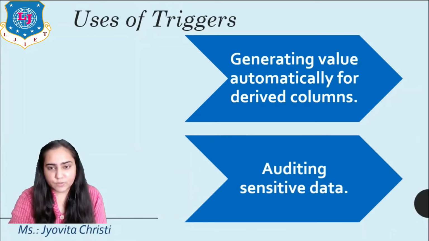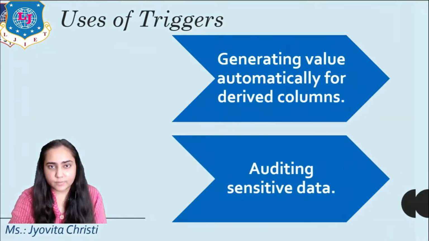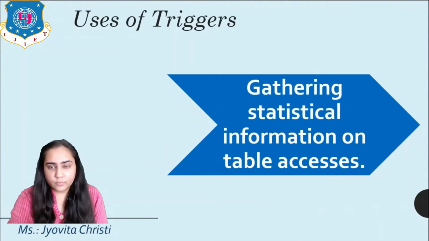Triggers are also used for auditing sensitive data. And lastly, triggers are used for gathering statistical information on table accesses. This allows you to know who accessed the table at what time and what changes they made to the table. So in case there are some discrepancies, you can know which person is responsible for creating that.